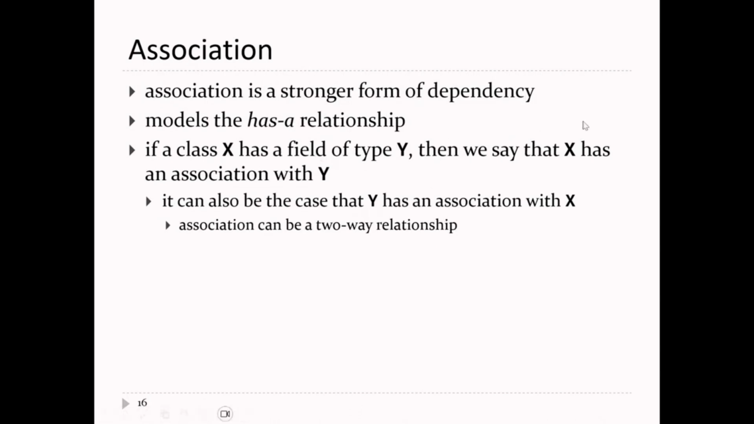Okay, so that's dependency. Dependency is pretty straightforward: if a class uses another class, there's a dependency relationship. Association is a stronger form of dependency. Association models HASA, which means your class X has a field of type Y. So when you look at the fields, if any of those fields are of reference type, you have an association relationship. And like dependency, association can be two-way. If X has an association relationship to Y, Y can have an association relationship to X.